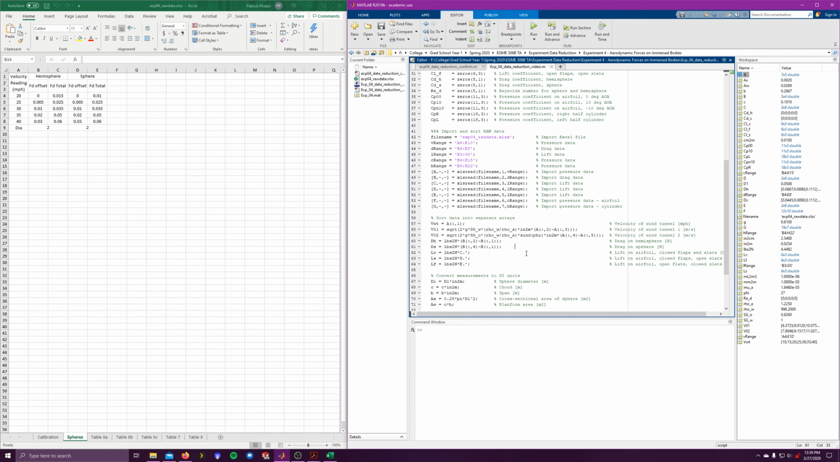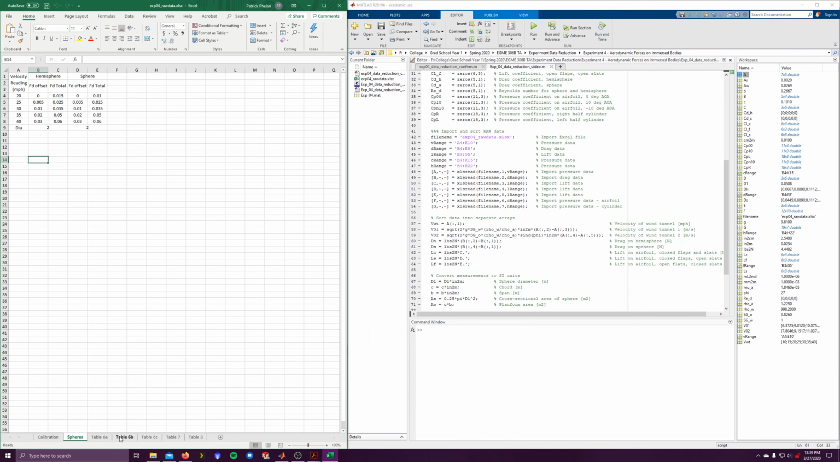And then we have the lift on the airfoil, and that's for all of our configurations. So just like with the drag, we were able to kind of measure that directly. So for that, we're just going to convert that to newtons. Alright, and then what I've done here is I've just converted the measurements to SI units.